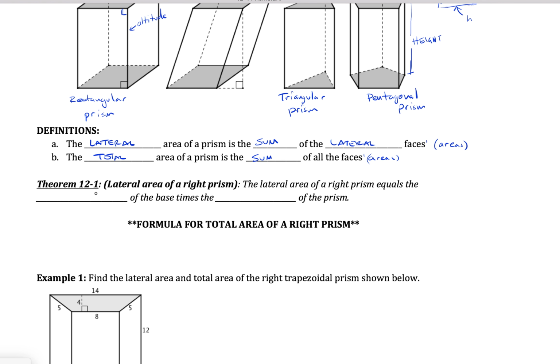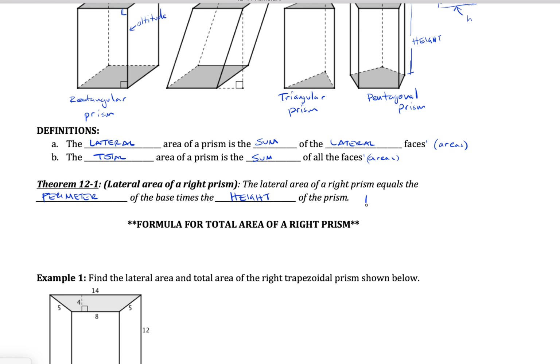Theorem 12-1 is a theorem that tells us how to calculate the lateral area of a right prism. What we're going to do is take the perimeter of the base and multiply that times the height of the prism.